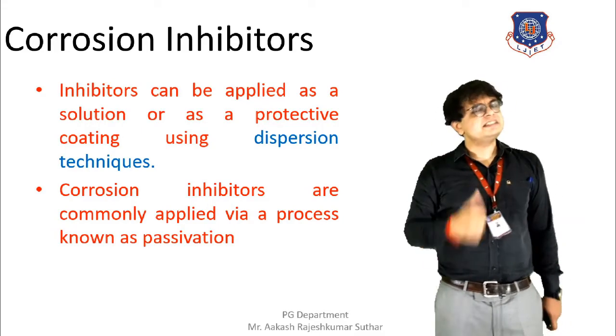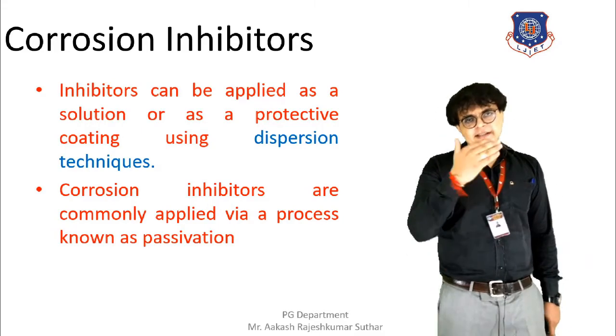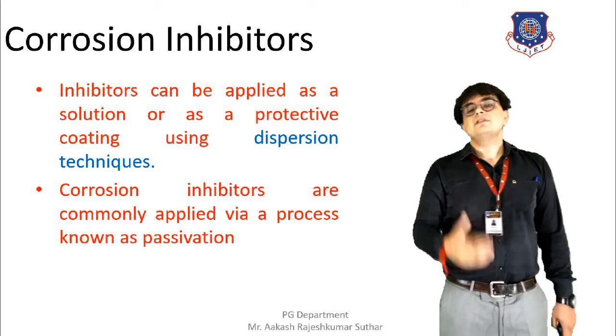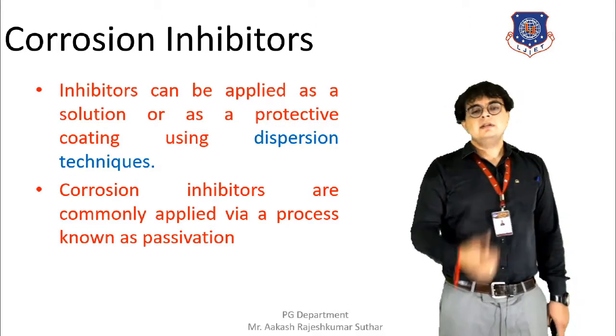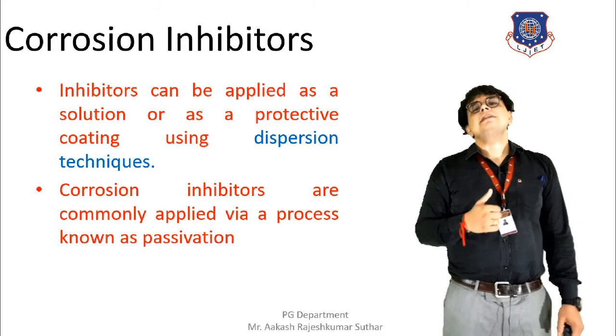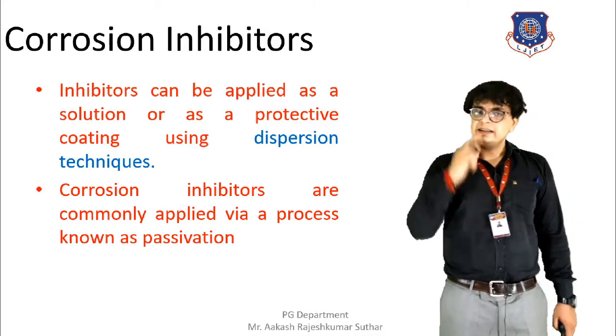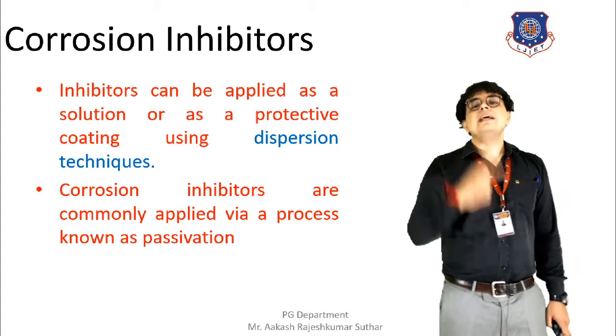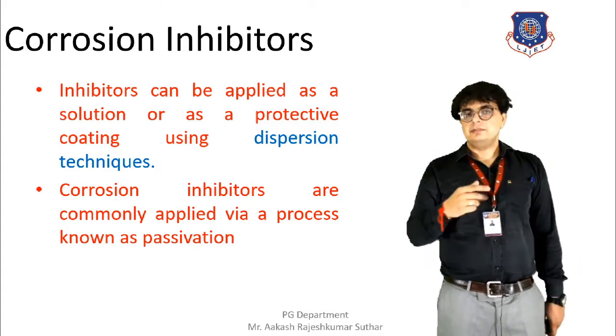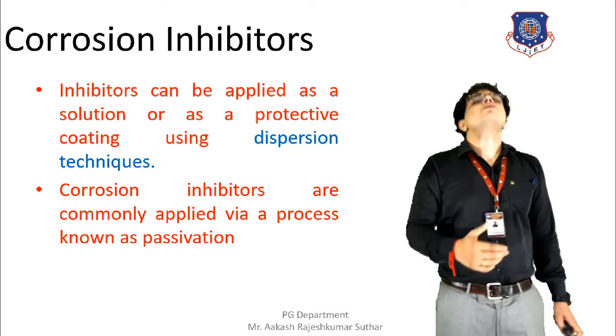With the help of this dispersion technique, we are applying the corrosion inhibitor layers on the outer surface. And these corrosion inhibitors are being applied via this process only, and that is why it is known as a passivation agent. It means it passivates the activity of the corrosion.